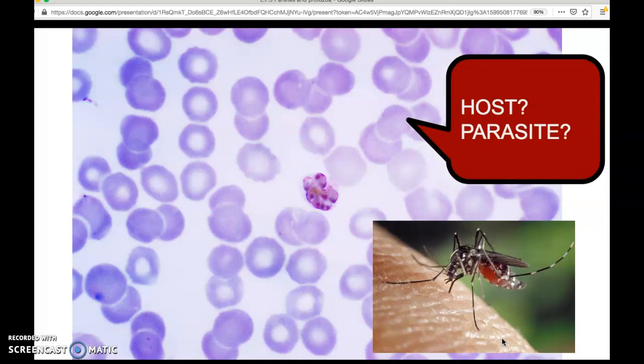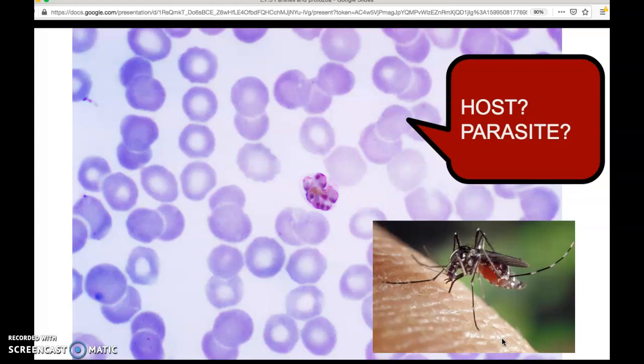This is, let me get the name right for you. This is Plasmodium. So it is the protozoa parasite that is found inside of mosquitoes that actually causes malaria.